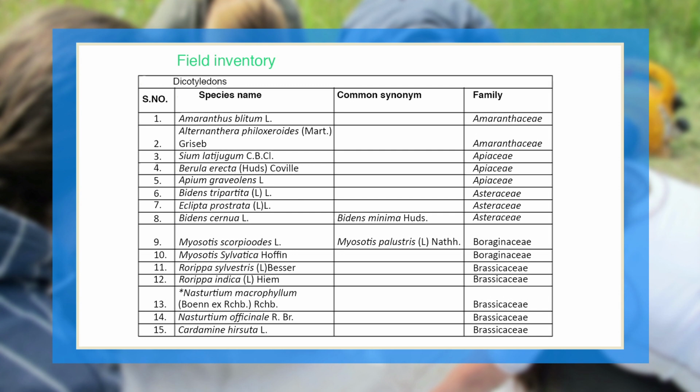So, first of all, let's have a general introduction about the field inventory. Inventory refers to baseline floristic information including composition of plant communities and the species present within a specified area. A simple inventory is just a species list indicating which species are found in an area.